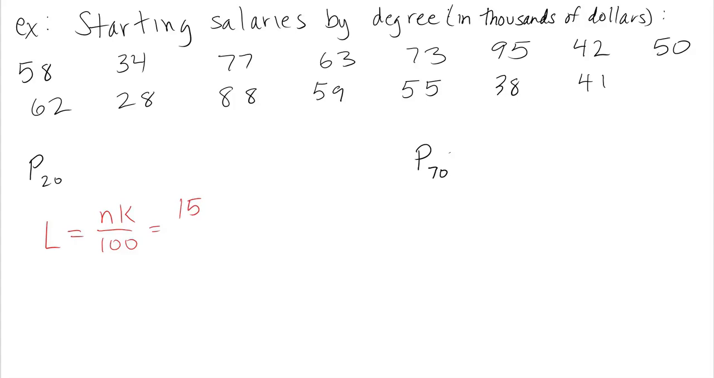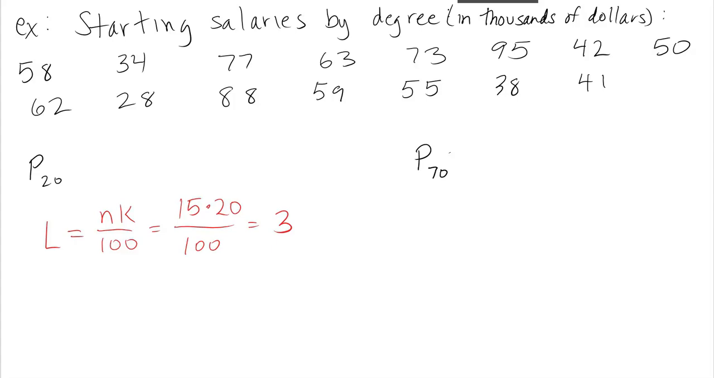Sometimes people get the wrong impression because I do the first example and I use 10 for n in both of those cases, and they assume that n is always 10. But if n was always 10, I wouldn't call it n, I would just call it 10. N is the number of pieces of data, and here we have 15. We're finding the 20th percentile, so k is 20, and we divide by 100. This comes out to 3.